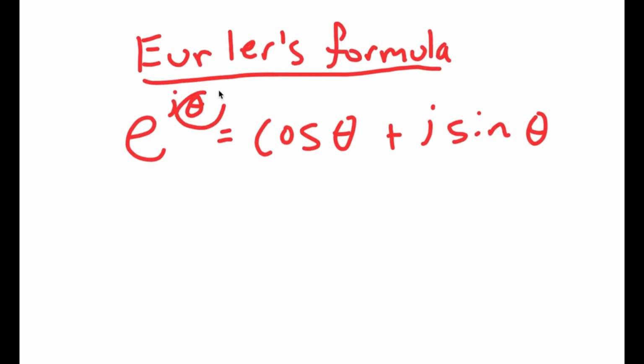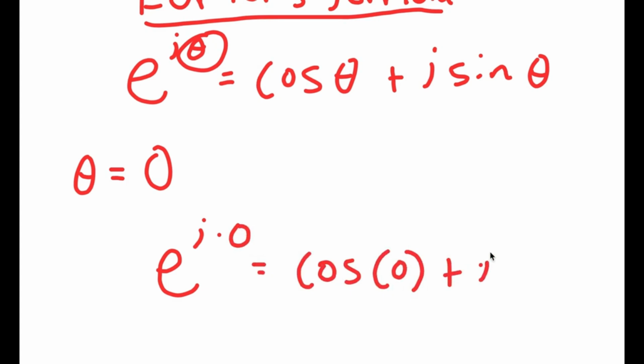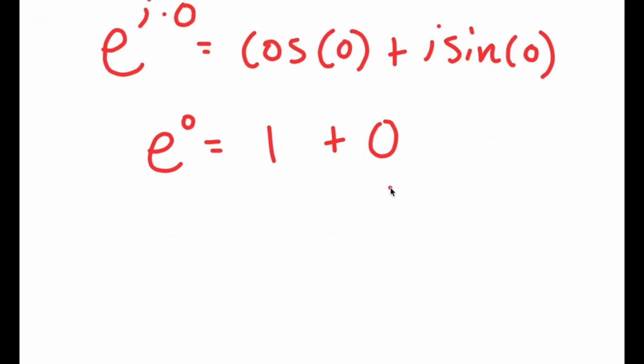So let's say that theta here is equal to 0. So if theta equals 0, then I get e to the power of i times 0 is equal to cos of 0 plus i times sine of 0. So then I get e to the power of 0 is equal to 1, cos of 0 is 1, plus sine of 0 is 0, and 0 times i is 0. So 1 plus 0. And e to the power of 0 is 1, so I get 1 is equal to 1 plus 0.